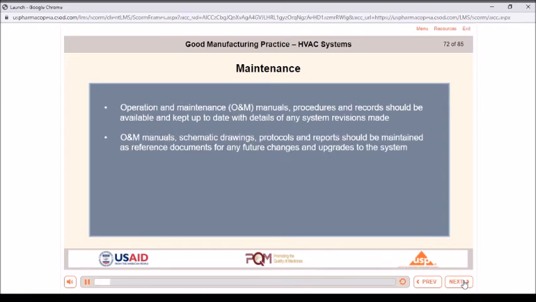Maintenance. Operation and maintenance, O&M manuals. Procedures and records should be available and kept up to date with details of any system revisions made. O&M manuals, schematic drawings, protocols, and reports should be maintained as reference documents for any future changes and upgrades to the system.